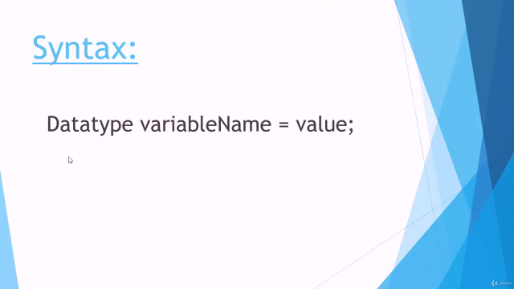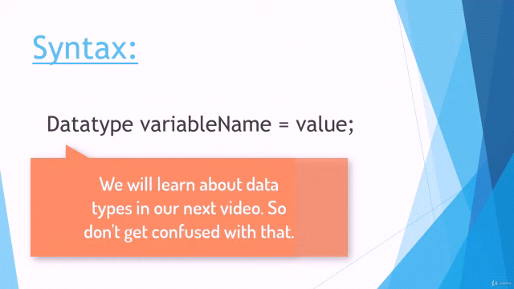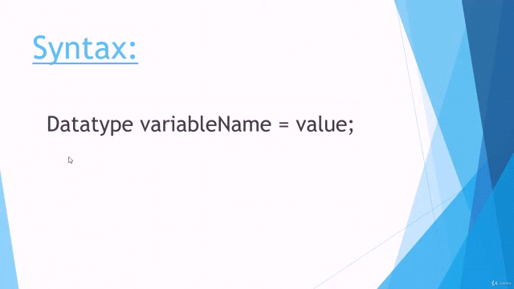To declare a variable, we first of all have to type the data type, that is, which type of data you are going to store in your variable. After typing the data type, you have to type the name of the variable. You can write any name here, then put equals to, and after that you have to type the value which you want to store in that variable. This is the simple syntax of declaring a variable.